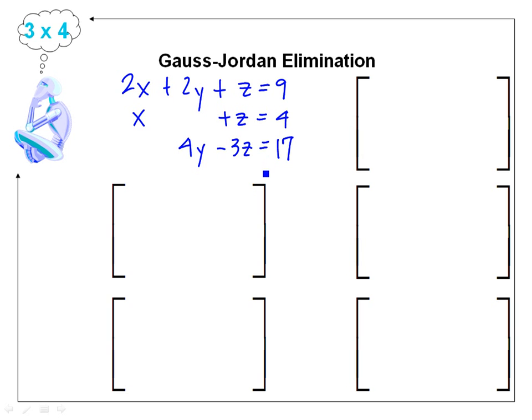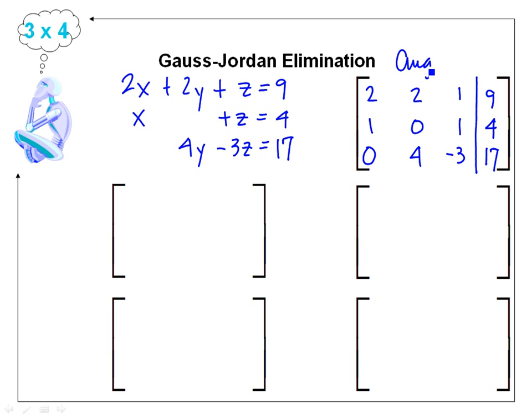So we're only concerned about the numbers here, the coefficients and the constants. So the coefficients are 2, 2, coefficient for z is 1. We have 9. We have 1. Nothing's here for the y, therefore it is 0. 1, 4. Nothing's here for the x, so it's 0. 4, negative 3, and 17. This is called the augmented matrix. Okay?